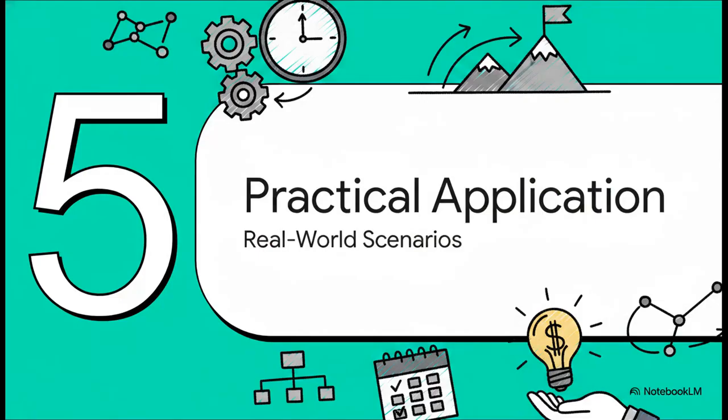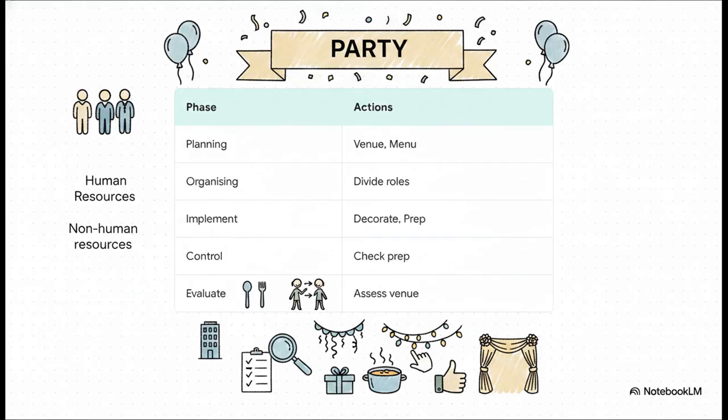All right, final section. Section 5, putting it into practice, real-world application. This matrix for planning a farewell party perfectly demonstrates this whole flow in action. First, you identify your human and non-human resources. Then, in planning, you decide on the venue and the menu. In organizing, you divide up the responsibilities among everyone. Implementing is the actual, physical decorating and food prep. Controlling, that's walking around during the prep and checking if the decorations actually look like the plan you made. And finally, evaluation is assessing if the venue actually looked good at the end of the night. See, it takes a highly complex event and makes it incredibly manageable.